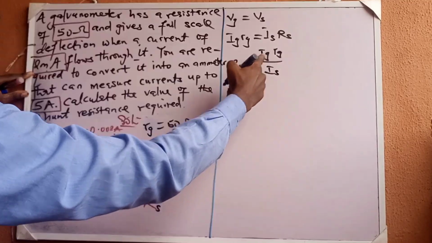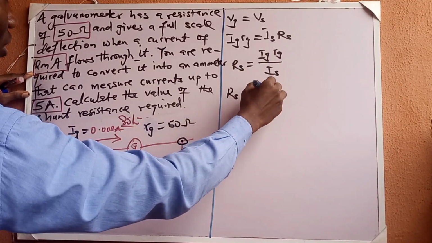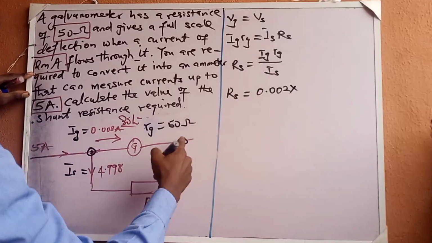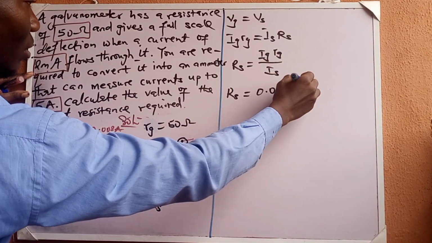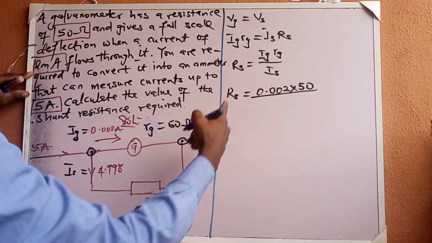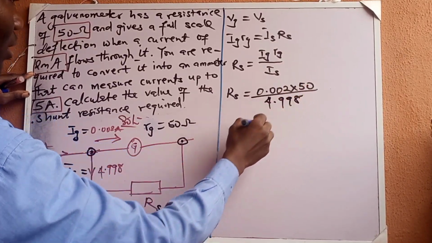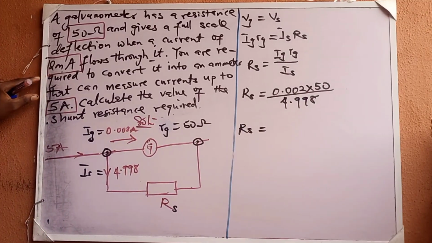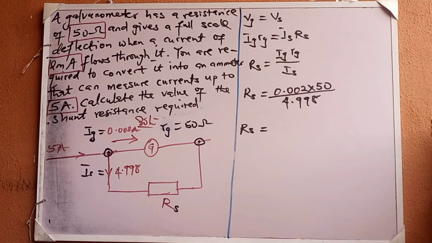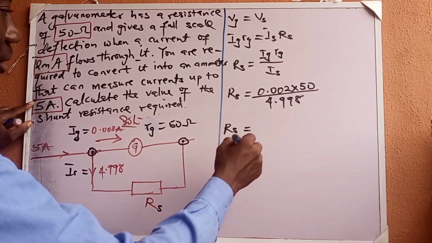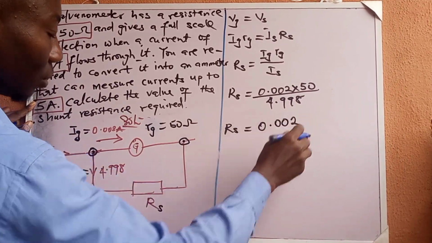So RS will be IG, current of the galvanometer, which is 0.002, multiplied by RG, which is 50, the resistance of the galvanometer, then divided by IS, current of the shunt, that is 4.998. So RS will be 0.002 multiplied by 50 divided by 4.998. That gives us 0.02.